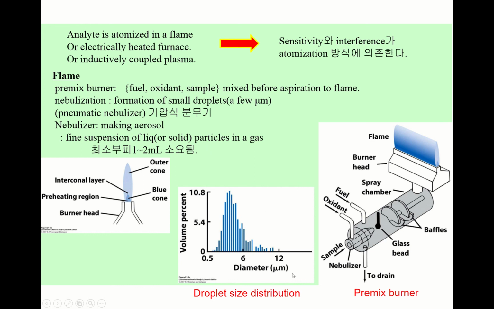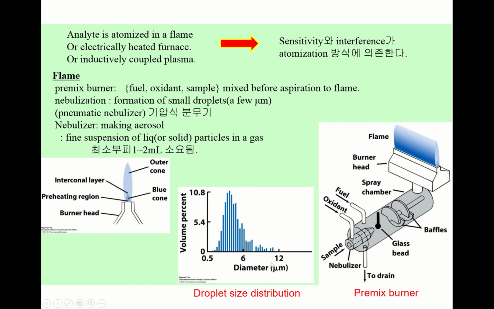Okay, look at the flame. Flame has structures. This is a preheating region, and this is a blue cone, and then this one is the internal interconal layer, and the upper part is the outer cone. So depending on which part, the temperature is also different.